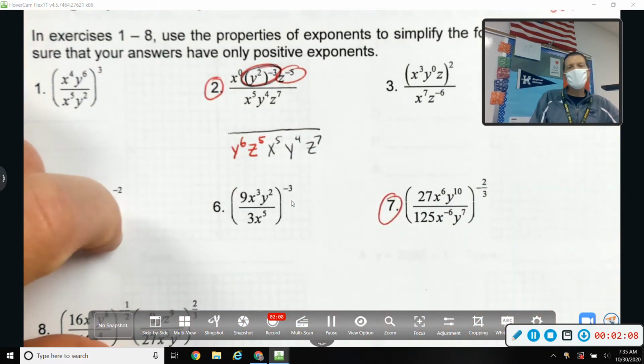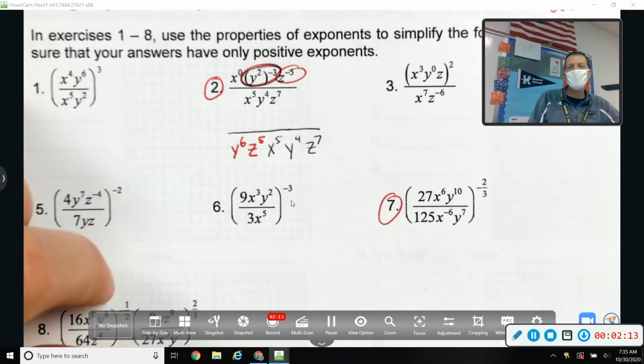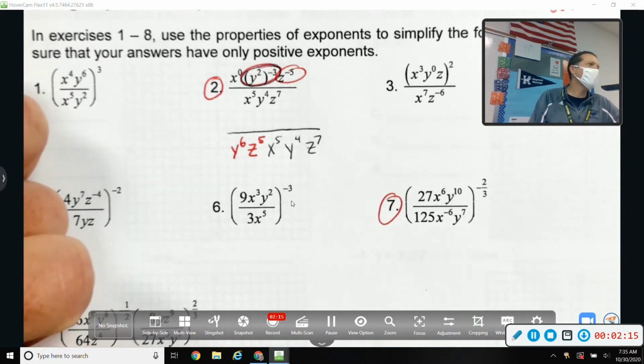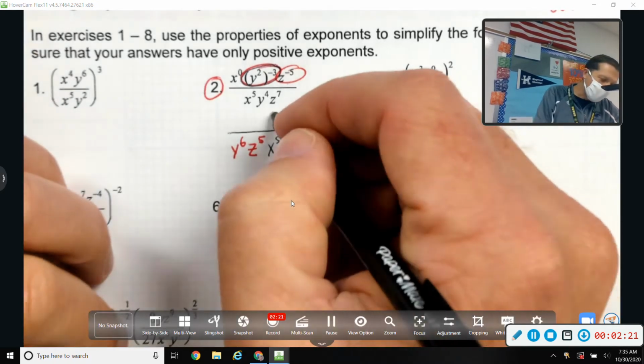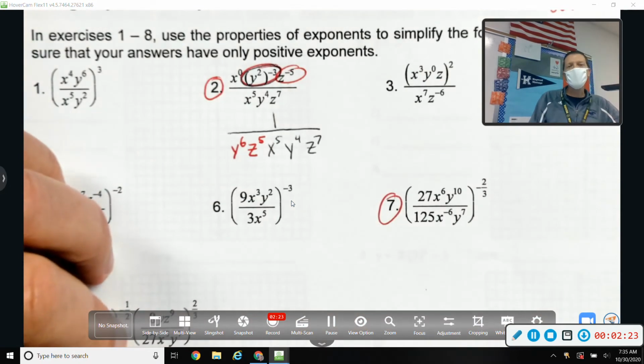Uh-oh, nothing's in the top. Right, don't leave it blank. That's one of my favorite all-time answers, a blank top, because hey, it all canceled, so there's nothing there. Well, yes and no. There's something there. Put the 1 up there.